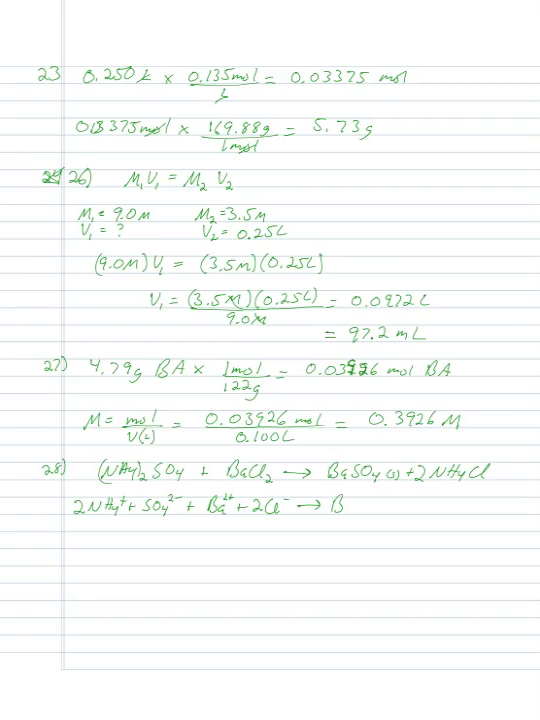Okay, so for 28, we want to know what is a complete ionic equation for the reaction of aqueous ammonium sulfate with aqueous barium chloride to form solid barium sulfate and aqueous ammonium chloride. Okay, so we can look at our reactants here. So we've got aqueous ammonium sulfate, so that's going to be (NH4)2SO4, so you've got to know how to make that.